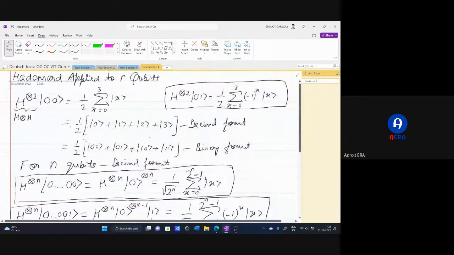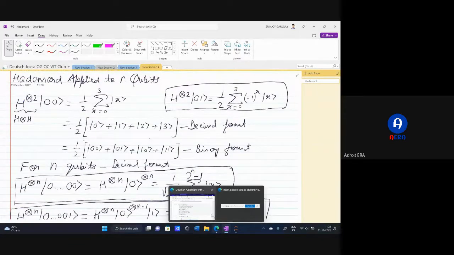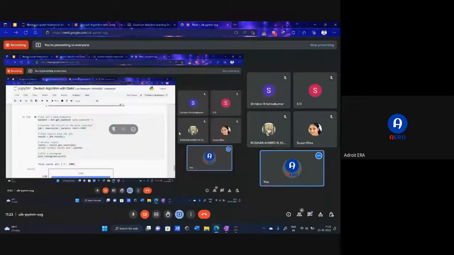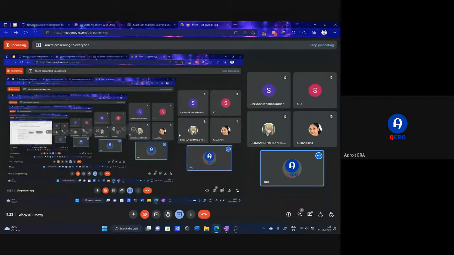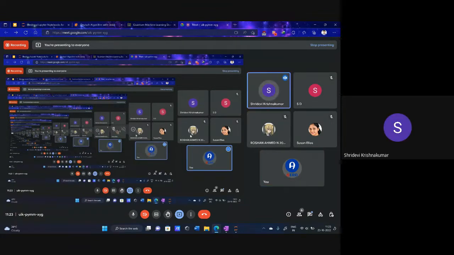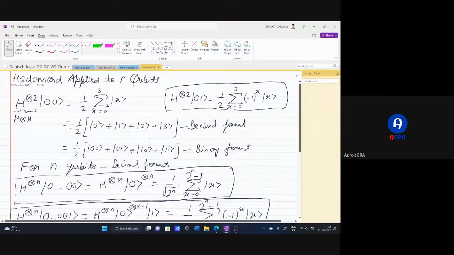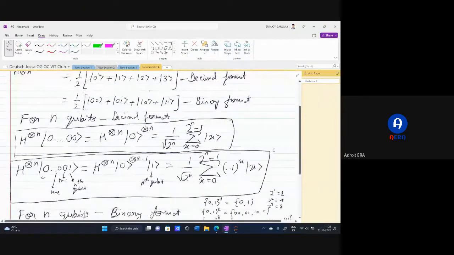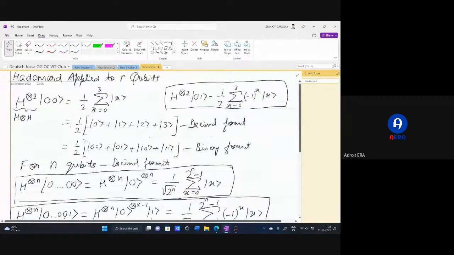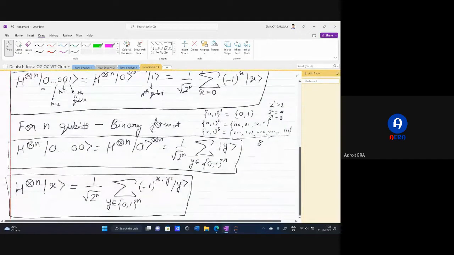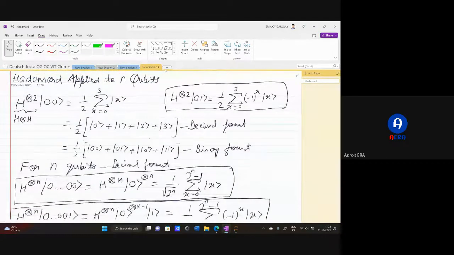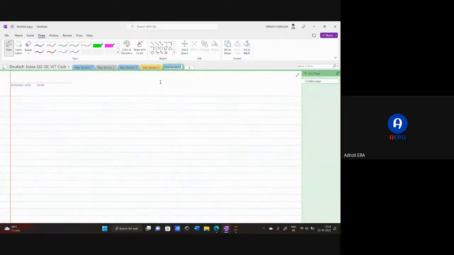So have you all written these expressions? Noted, sir. Please note them down, ma'am. Which one have you missed, this one or this one? Noted, sir. Okay, great. So then now we can go for the Deutsch Jozsa algorithm.